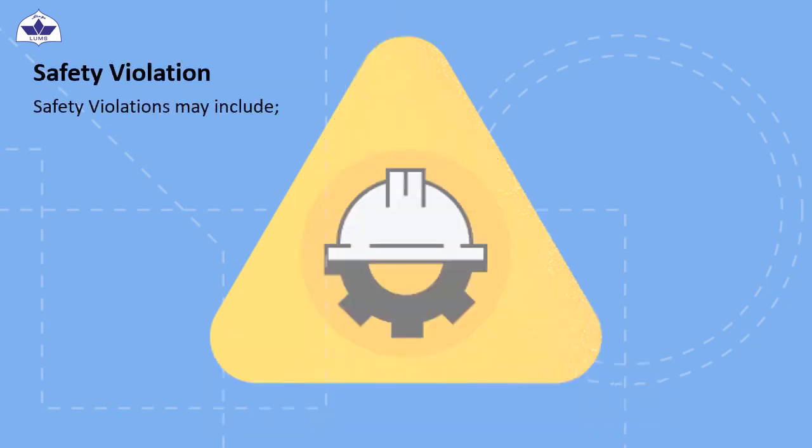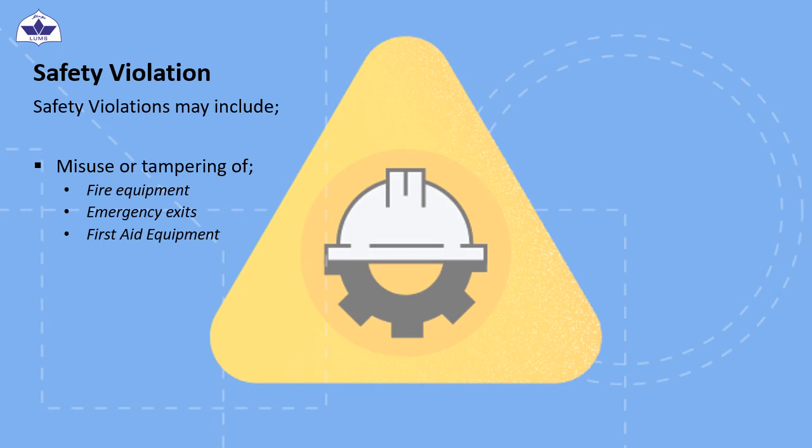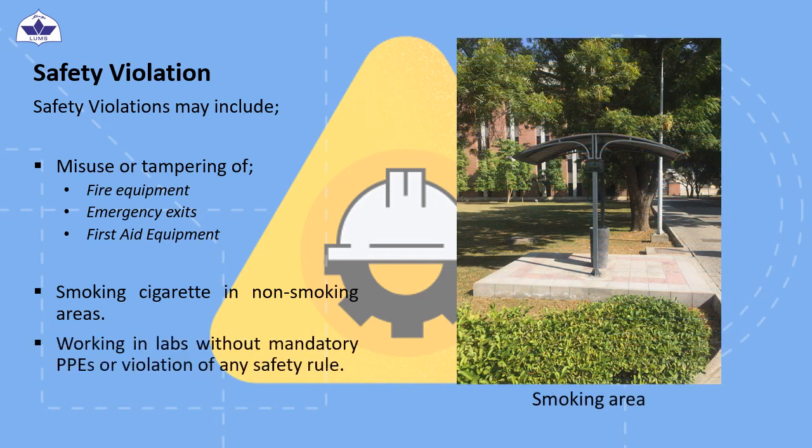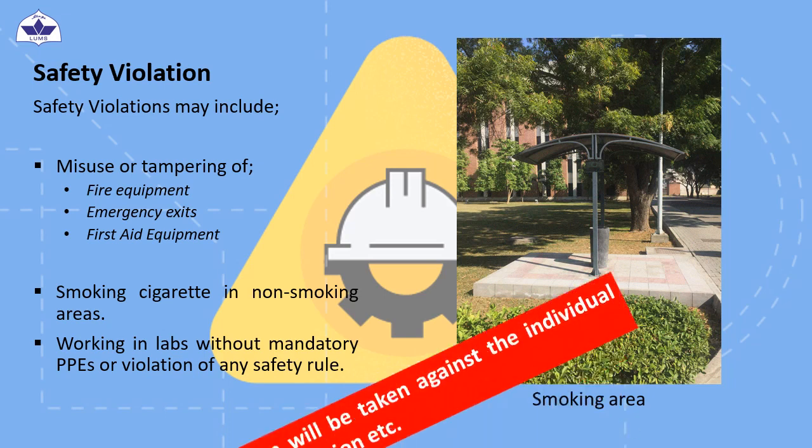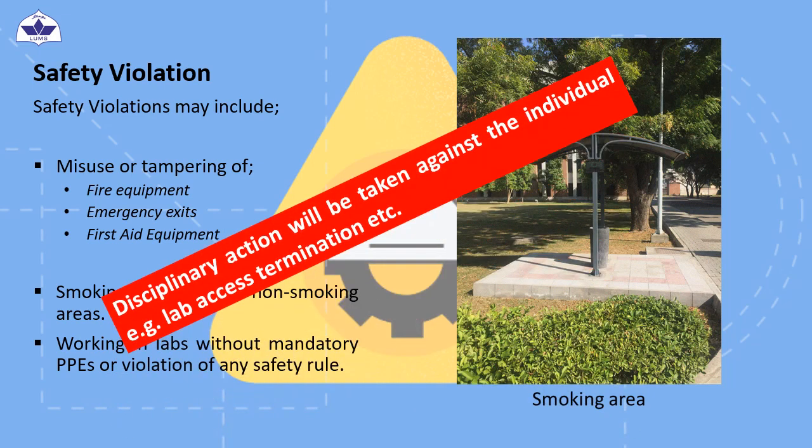Safety violation. A safety violation may include tampering with or misuse of fire equipment, emergency exits, or first aid equipment, smoking in a no-smoking area, working in labs without mandatory PPEs, or violating any other lab safety rule. And the violation may result in disciplinary action, which may be termination of lab access.